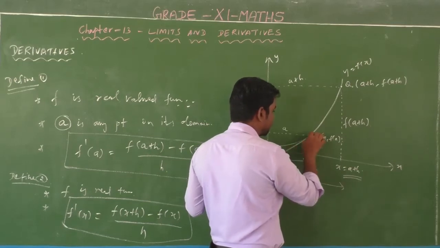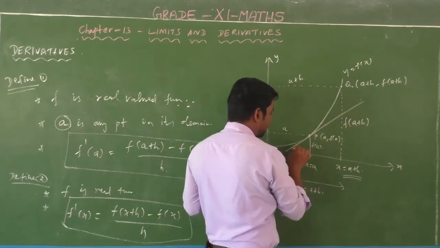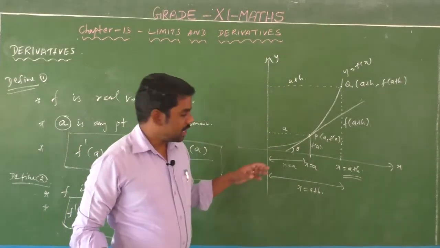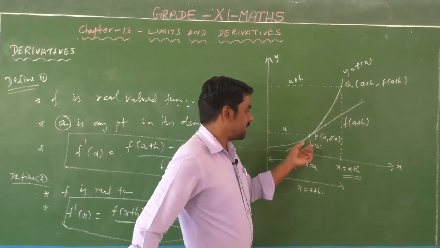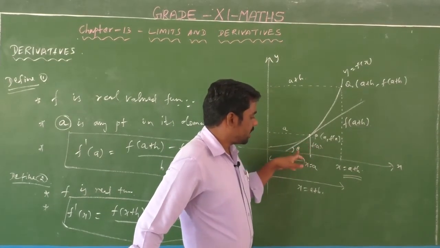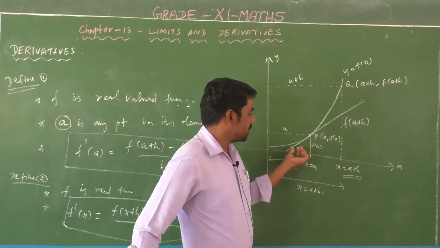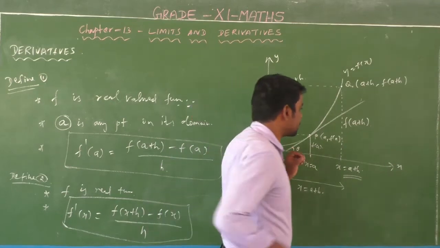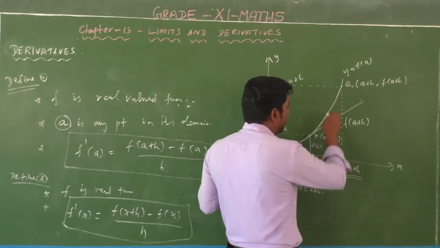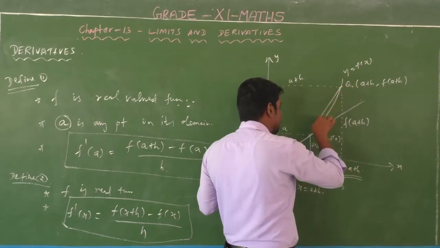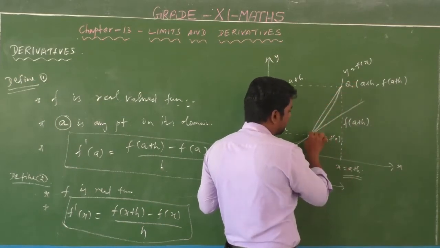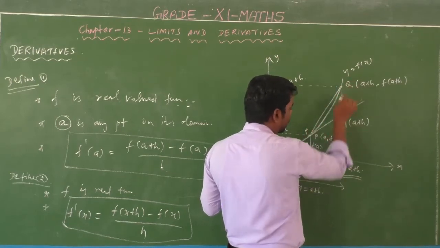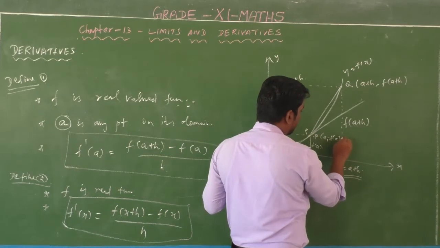Draw the tangent at point P. Let us consider this angle to be theta, the angle of the tangent line with the x-axis. This line at P has angle theta with respect to x. Suppose the point P changes with respect to h, to x plus h. So this is PQ. This point is considered as R.